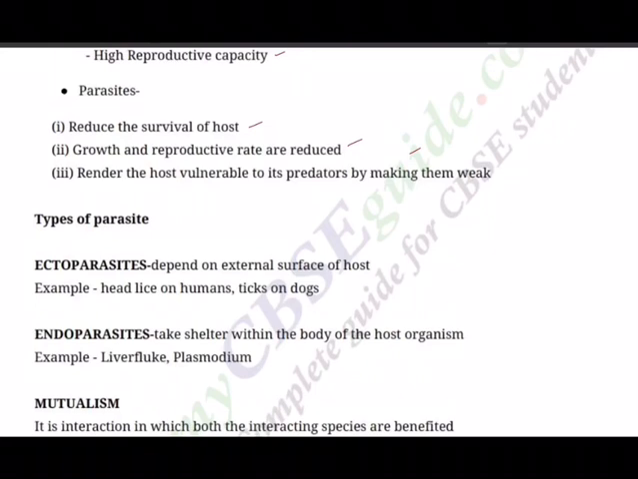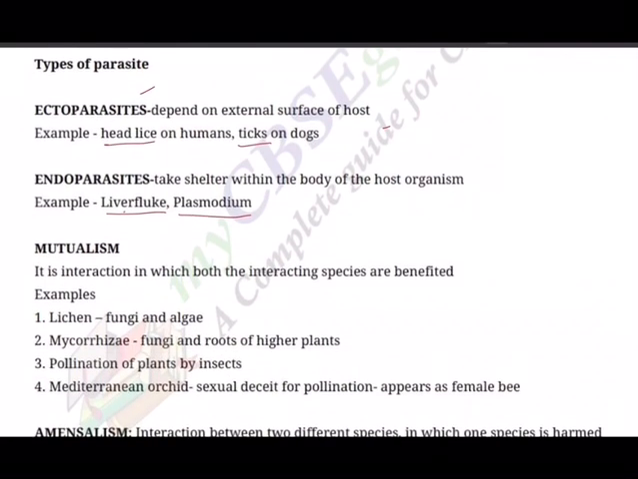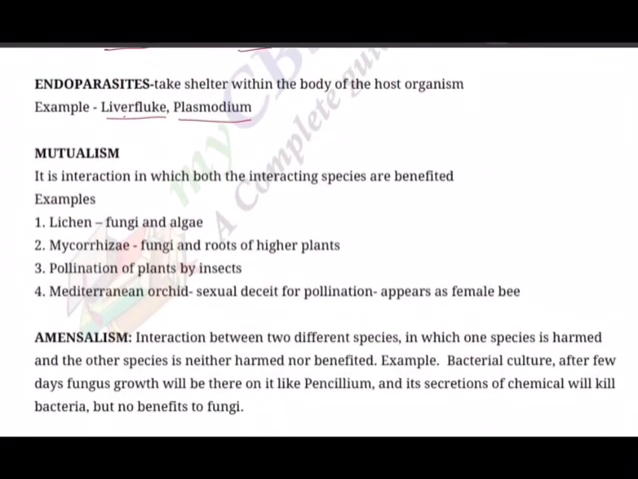As I said, there are two types of parasites. Ectoparasites depend on the external surface of the host, for example, lice in the head and ticks on dogs. These are ectoparasites. Endoparasites take shelter within the body of the host organism, for example, liver fluke and plasmodium, which will be present inside our blood.